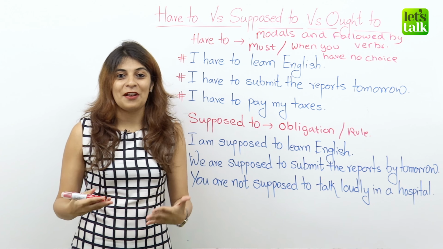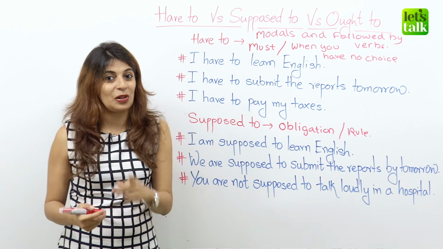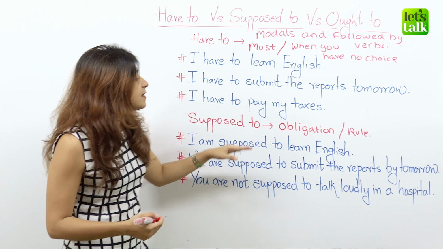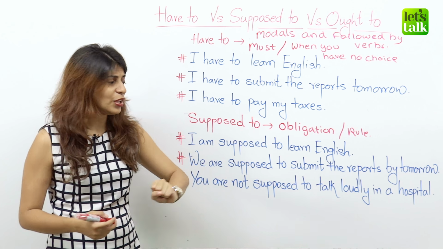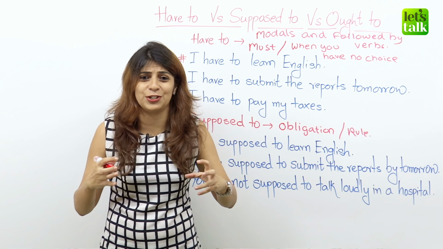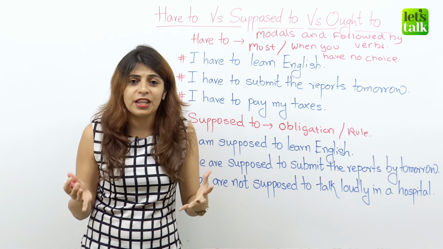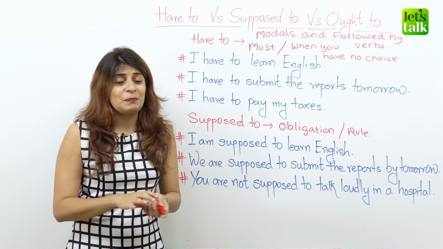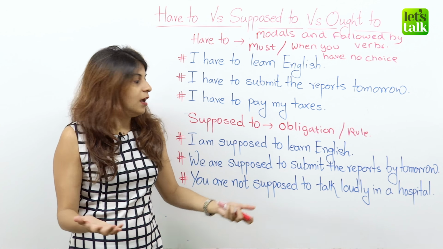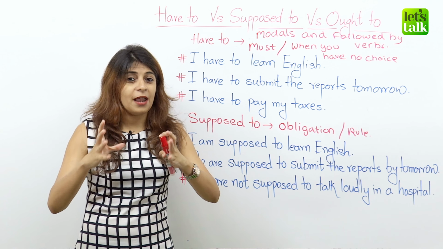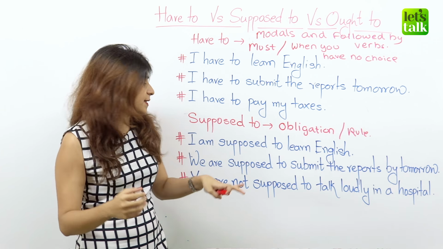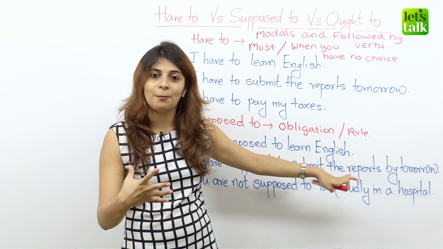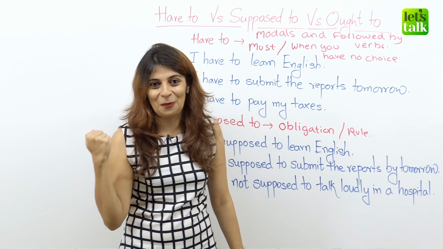Let's understand this better by looking at another example, which is: we are supposed to submit the reports by tomorrow. So again, it's more like an obligation. Probably your clients are waiting for you, and there will be consequences, but it's not going to be very bad. But yes, it's more like an obligation. It's more that you have to do this. So we are supposed to submit the reports by tomorrow.